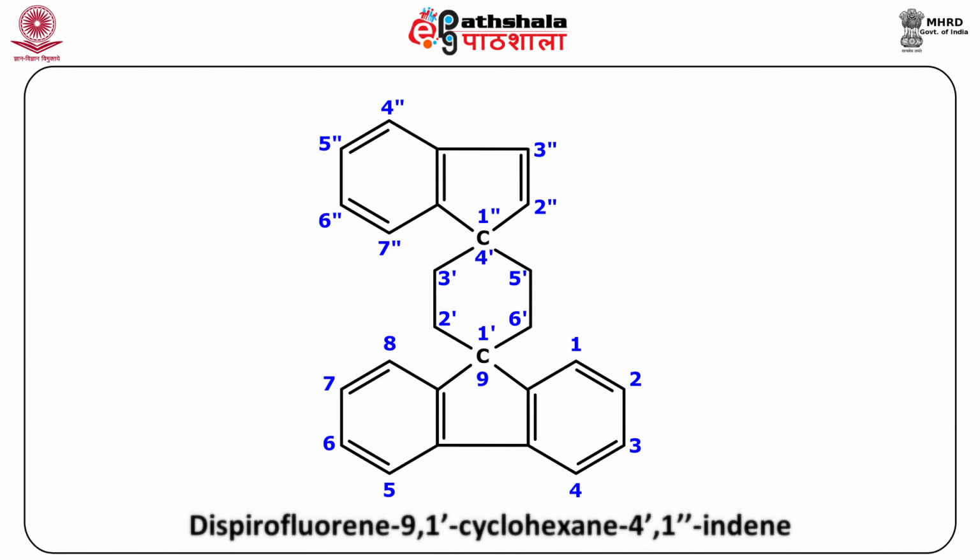For example, in the following figure, we have an indene ring and a fluorene ring as the fused polycyclic rings. Since alphabetically fluorene comes first, so it is numbered first, and the spiro atom attached to this ring is numbered as 1 prime, and the spiro atom joined to indene ring gets the number 4 prime, and hence this spiro compound is named as dispiro fluorene 9 1 prime cyclohexane 4 prime 1 double prime indene.